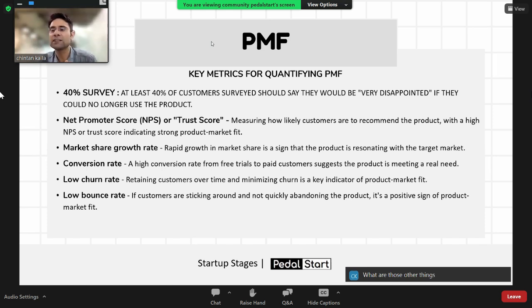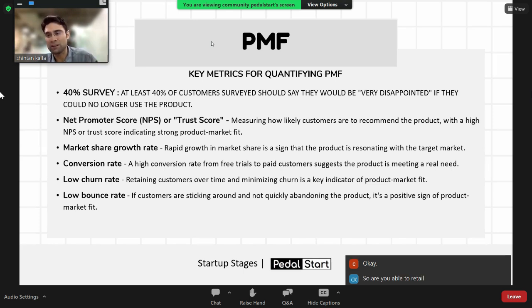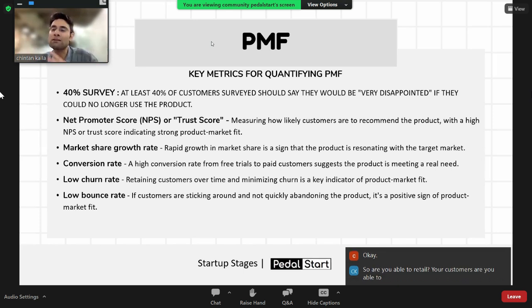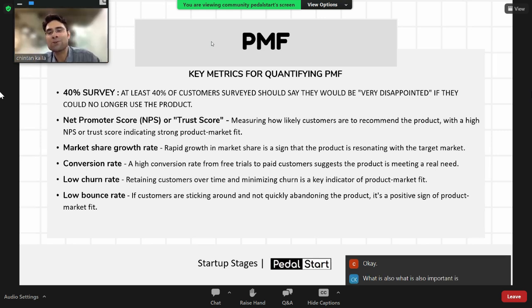What are those other things? First, do you have a significantly high retention rate? Are a lot of your customers being retained or not, right? What is the repeat rate? What is the churn rate? Are you able to retain your customers? Are you able to grow? What is the growth rate? Are you able to grow beyond a certain point of time? What kind of market share have you captured? That is also important. What is also important is your NPS: are your customers satisfied with you? What is your NPS score?